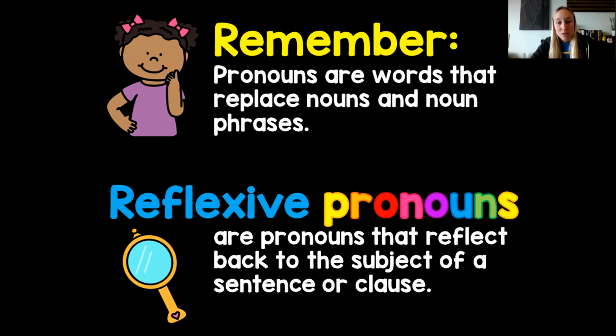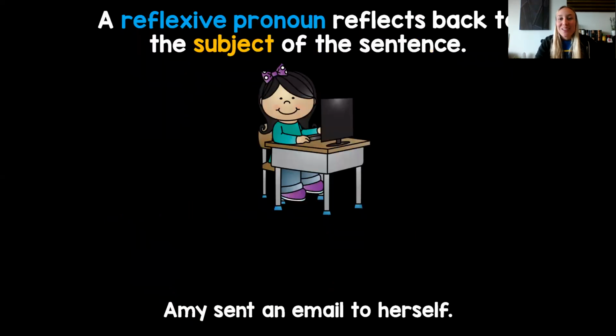Now you might be wondering, what is the subject of a sentence, Miss Byrne? I can't remember learning that this year. Well, if we look at an example first of this being used in a sentence, right? We have the sentence, Amy sent an email to herself. We have to think about the subject. Who is this about? This sentence is about Amy, right? She's the subject. So the reflexive pronoun has to reflect back to Amy. So that would be herself. That's the reflexive pronoun that makes sense, right? Because our sentence is about Amy, who is a girl. So we use herself.